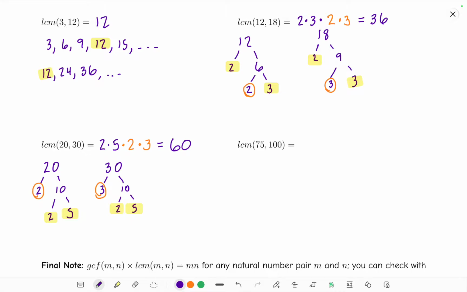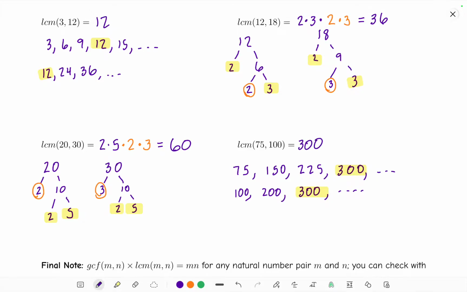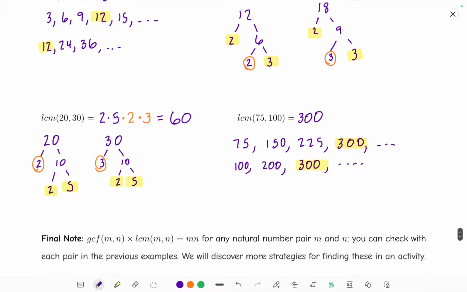And now let's do the brute force method just so you see it one more time. So multiples of 75 are 75, 150, 225, 300, and then so on. 100, 200, 300, and so on. The number they have in common first is 300, so the LCM is 300. And that's how you find the least common multiple of two numbers. Again, there are other methods besides these two. These are just the two I'm showing you in this video.